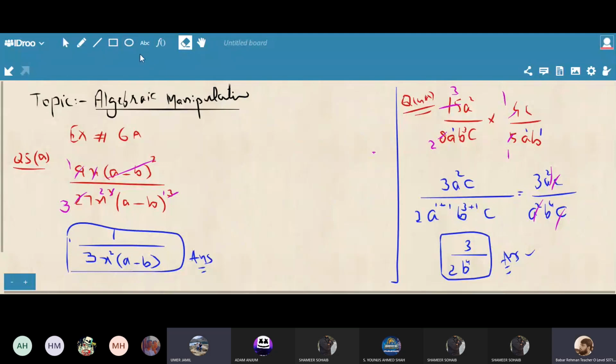Okay, students. In question number 6, now three fractions are coming. So you should apply the concept of two fractions on three fractions as well. So you will be doing all this. Okay, I'm going to teach another question to you.